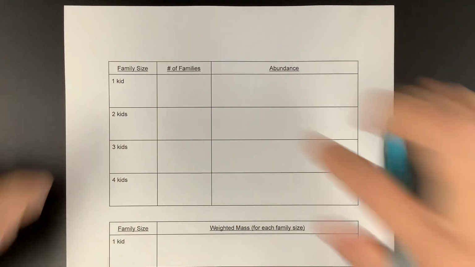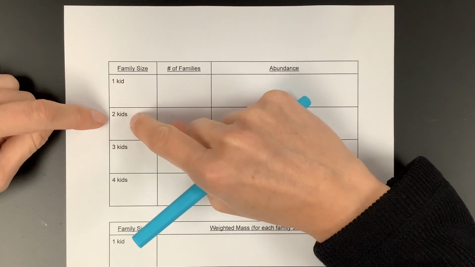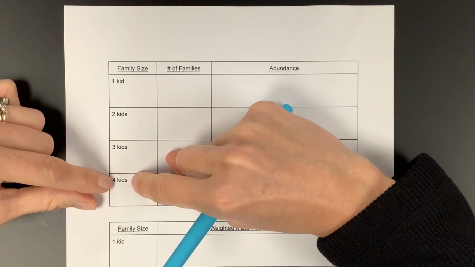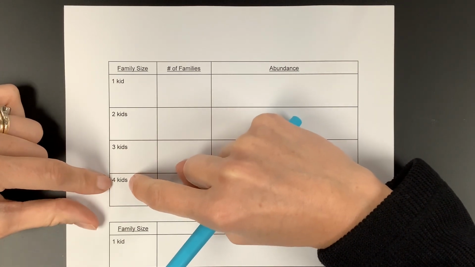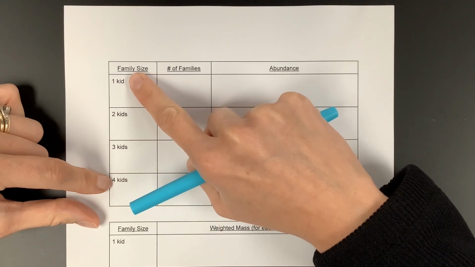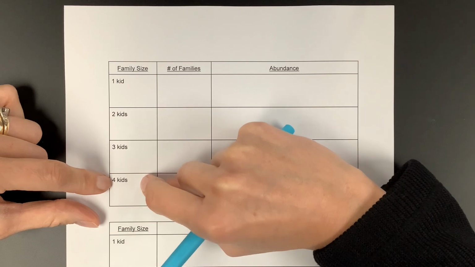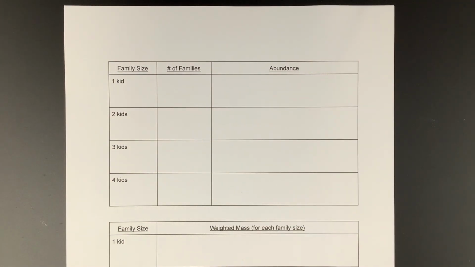It would matter how many people have one kid in their family, how many have two, how many have three, and how many have four. Because let's say almost everybody in our class has four kids in their family, but one person has only one kid, then our average is going to be much closer to 4 kids. So let's use this as an example, like the weighted atomic mass for our elements, but using family size.